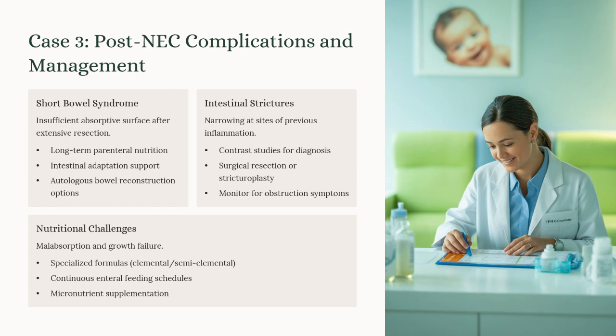Number 2, intestinal strictures, scar tissue that narrows the bowel. Symptoms: vomiting, distension, late onset obstruction. Diagnosis: contrast studies. Fix: surgical resection or strictureplasty.